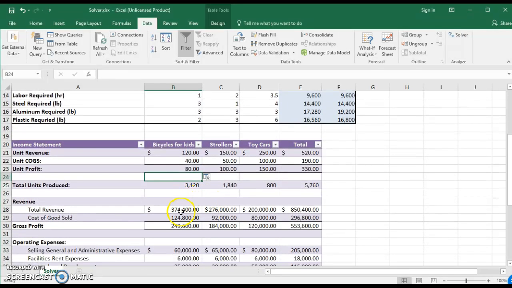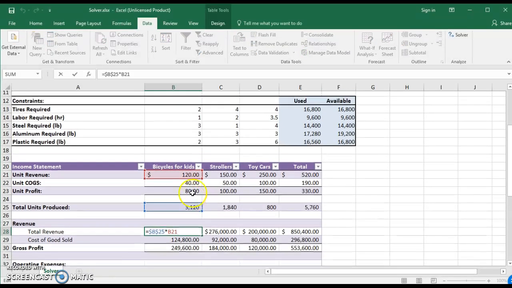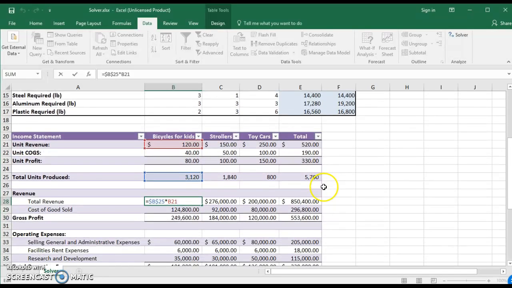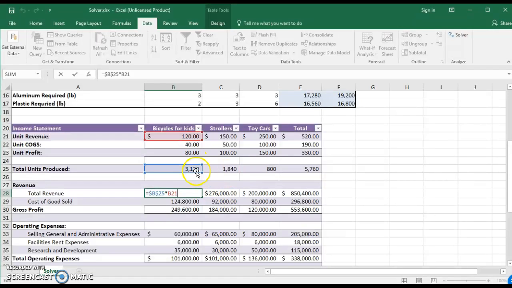And then down here we calculate our total revenue, using the total units that we're going to produce. These numbers are coming from the solver. And then this is just the total units that we're going to produce multiplied by the revenue. And the cost of goods sold is the same: total units multiplied by the unit cost of goods sold. And then we come up with the total profits for each product line.